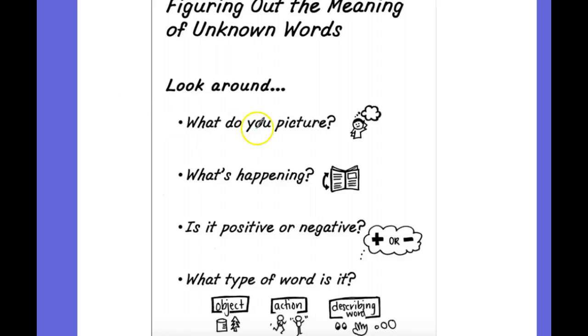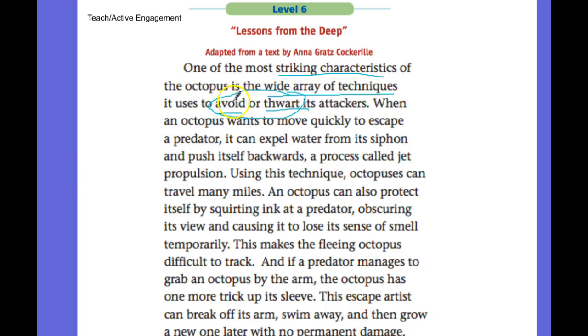So when we go back to this, what do you picture? What is happening? Positive or negative? What type of word is it? This whole look around. Now, when we read avoid or thwart, can we picture that? Can we picture that octopus avoiding its attacker? So we're going to zoom in on the word predator.